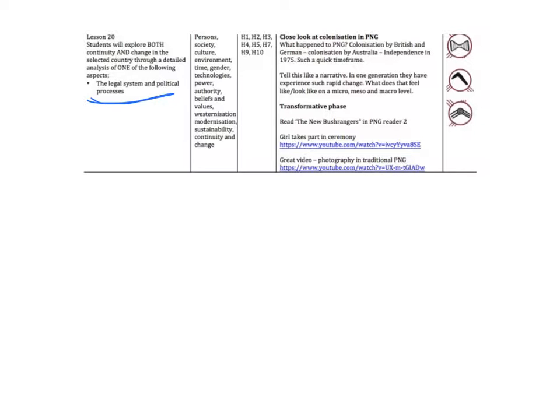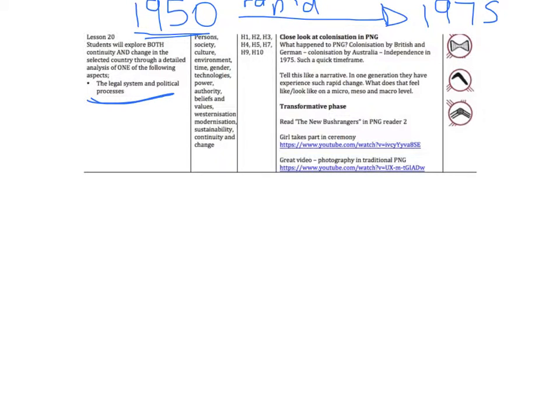So Papua New Guinea has gone from British and German occupation to colonisation by Australia to independence in a relatively short time frame. Basically, British and German colonisation didn't really kick in till about 1950. So there are lots of Papua New Guineans who had never met a white person till 1950. And over the next 25 years, they went through colonisation by Australia, and independence was in 1975. So what we have is a very rapid rate of change.